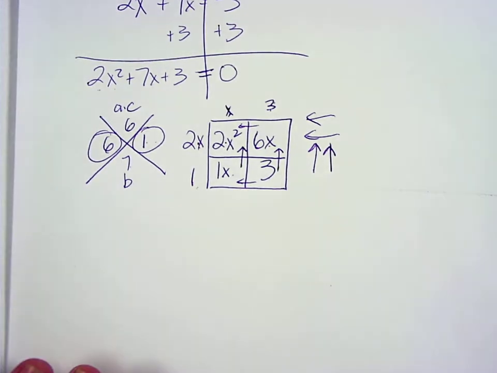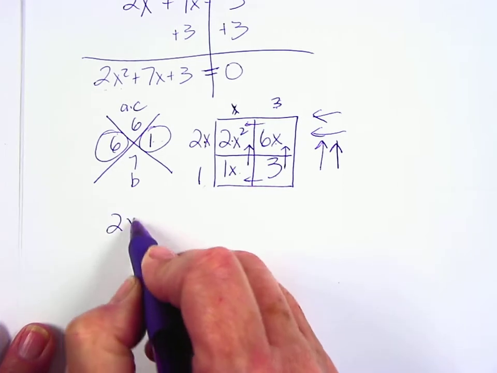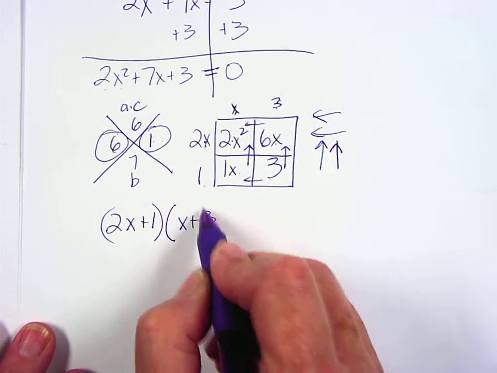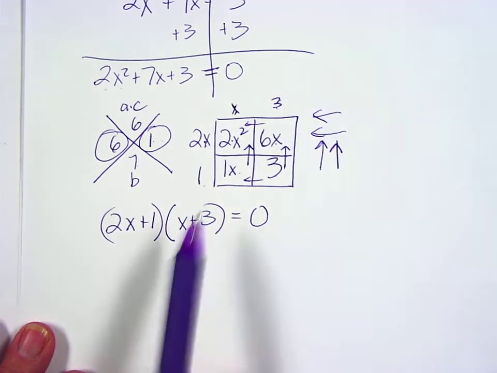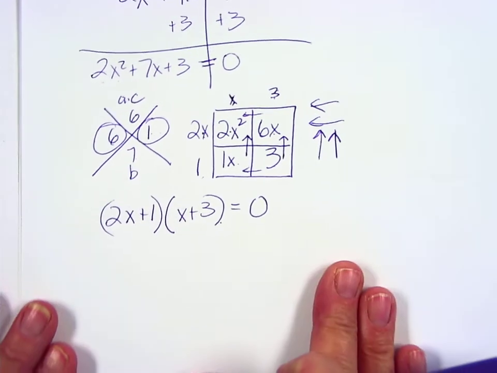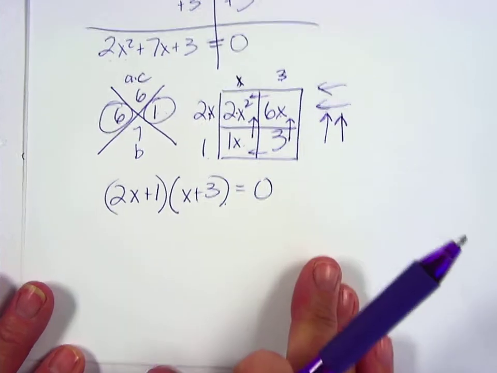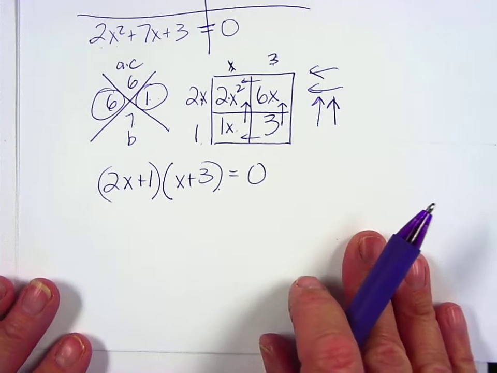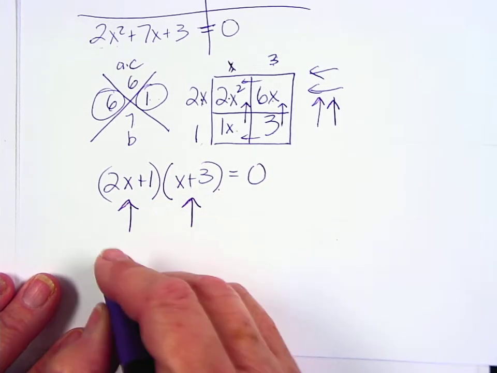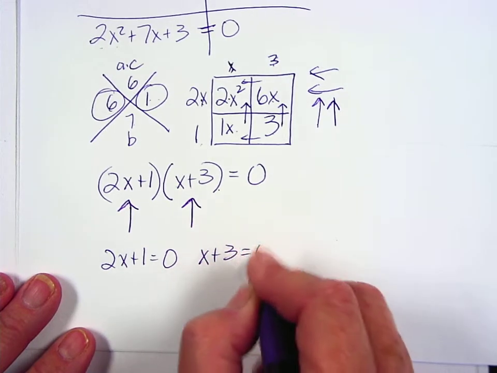So my two factors are 2x plus 1 times x plus 3, and that equals 0. Because this equals this. All I did was break it apart into two factors. If I multiply these back together using a Punnett square, I'll get this again. Now, I'm going to set each factor containing a variable equal to 0. So 2x plus 1 equals 0. X plus 3 equals 0.